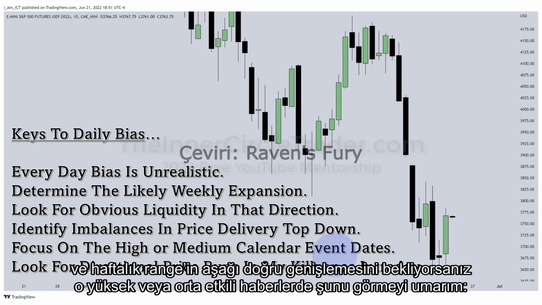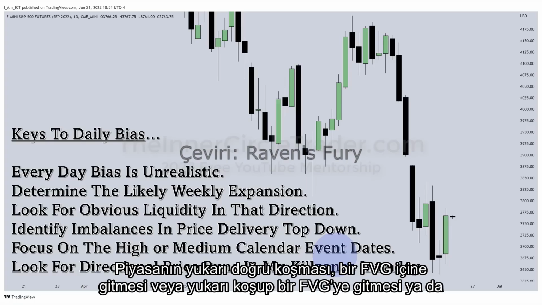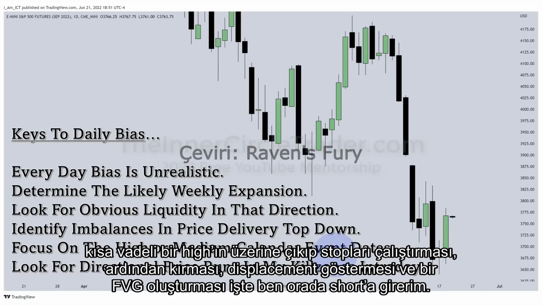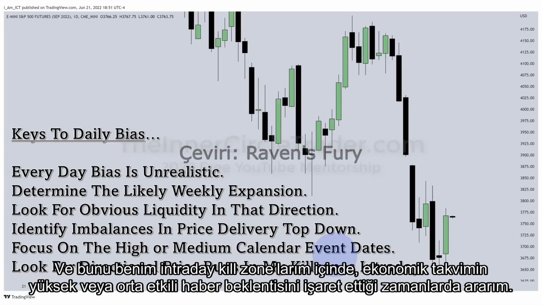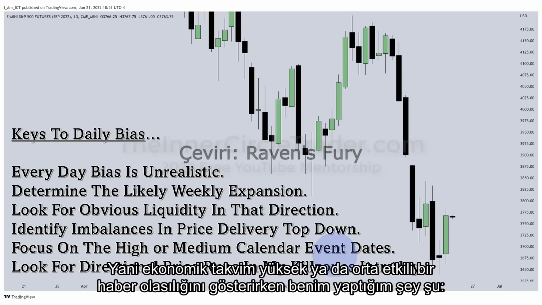and you're expecting the weekly range to expand lower, well, on those medium impact or high impact news events, I'm going to see, hopefully, something that is going to run up higher, go into a fair value gap, or run above a short-term high, run stops, then break down, show displacement, then create a fair value gap, and I can go in short on that. And I'm doing that and looking for that setup and that directional price run inside my kill zones intraday. At the same time, the economic calendar is suggesting a high impact or medium impact news event is likely.